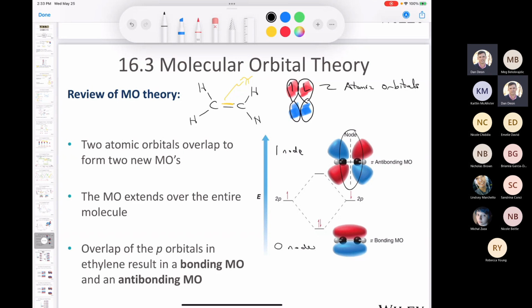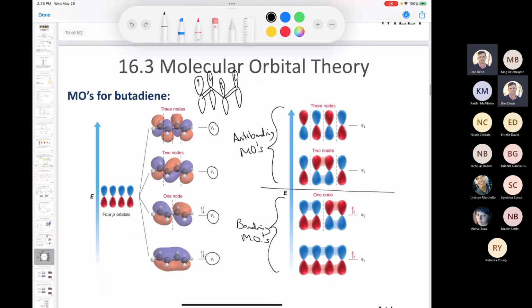And you can see that 1 node here, and that's a plane where there's no electron density. So we go from here, we see that we have 0 nodes, and then we go to 1 node, 2 nodes, and 3 nodes. So that's how you would draw the molecular orbital diagrams for Psi1, Psi2, Psi3, and Psi4, is that you try to set up the molecular orbitals so that they provide 0, 1, 2, and 3 nodes.